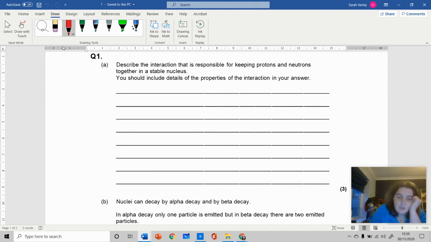So this question here is specifically a particle physics question, and it's from an AS paper, okay? But it does have some interesting things here. So we've got the word describe the interaction. So this is the interaction that is responsible for keeping protons and neutrons together in a stable nucleus. You should include details of the properties of the interaction in your answer. So this question is 3 marks, so I need to say 3 things here.